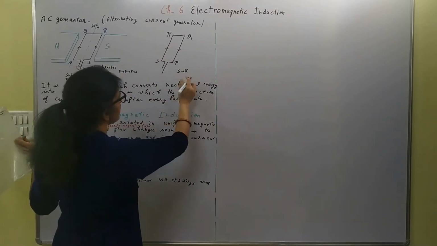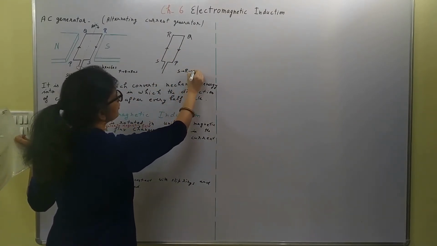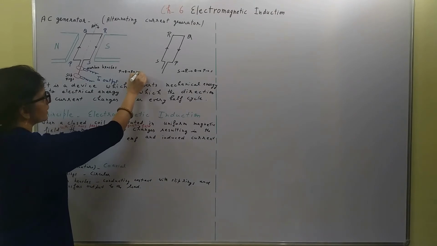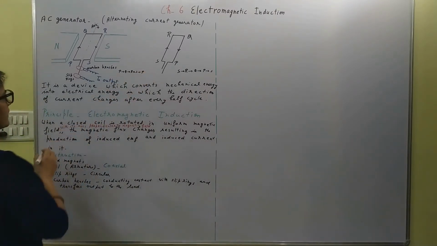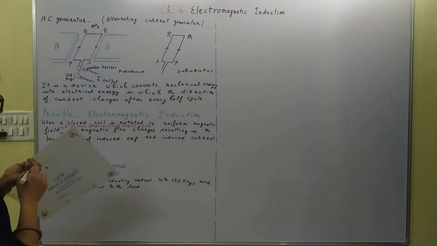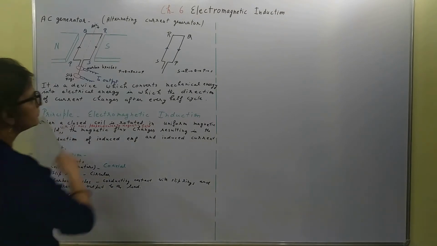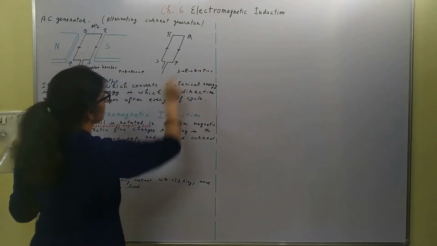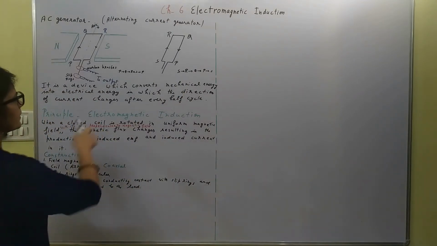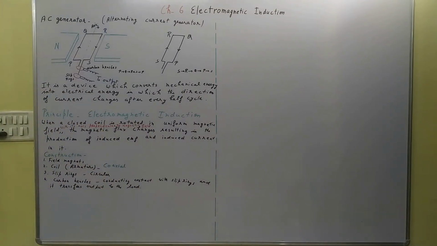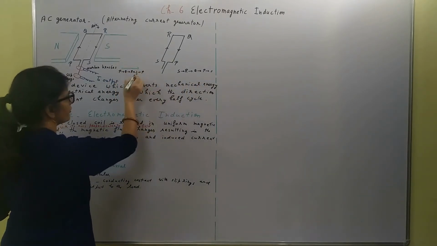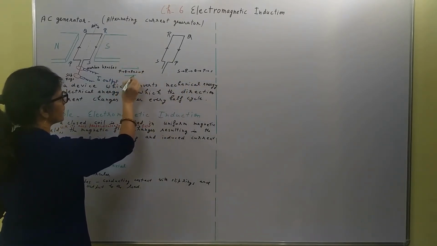So here look at this, S to R, R to Q, and Q to P, and P to again S, and here S to again P. So look at this, here PQRS, right? And here SRQP. So you can see here the forward direction of current, here the direction of the current is SRQP.